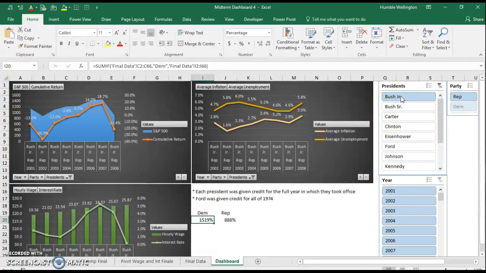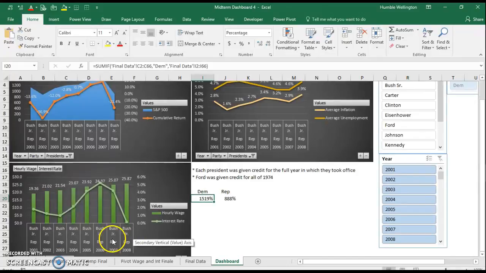So let's just see how Bush Jr. did. Under his administration, the S&P had a cumulative return of negative 21.4%. We see that unemployment went up from 4.7 to 5.8%, and inflation went up from 2.8 to 3.9%. We also see that wages trended up and interest rates really went up and then fell towards the ending of his administration, so from 2006 to 2008.